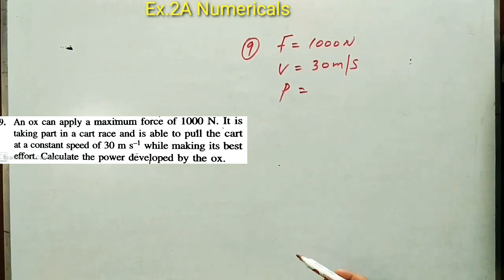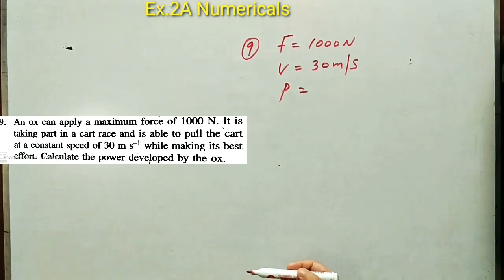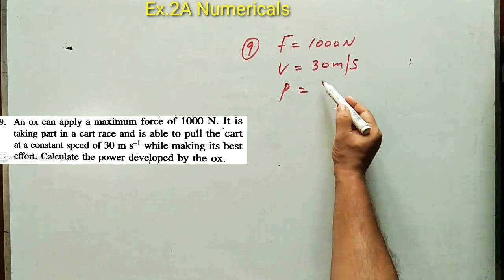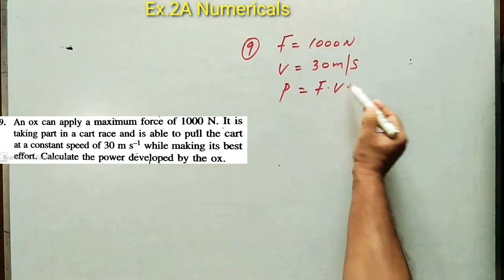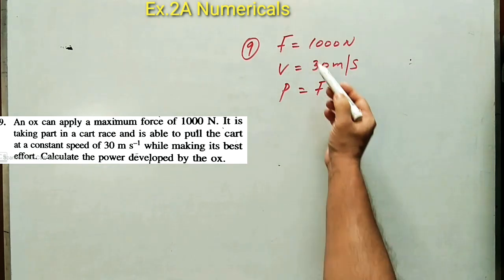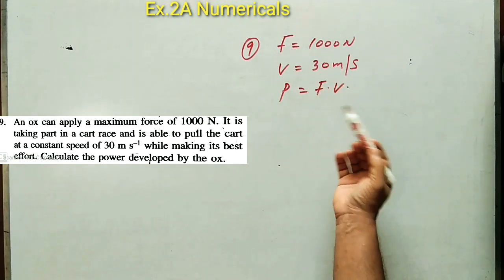Here power is expressed in a different context. The force and velocity are given. So you have to remember the formula. Power can also be expressed as the product of force and velocity. Power is the product of force and velocity. So this is a direct substitution question. Force is given, velocity is given. So our work is over.